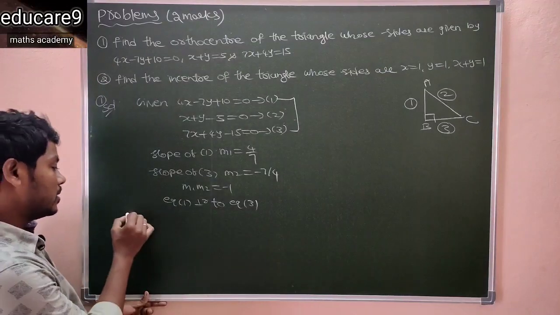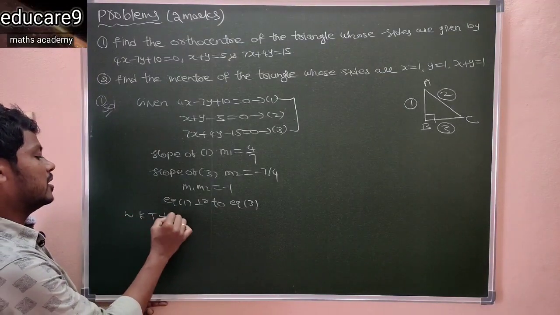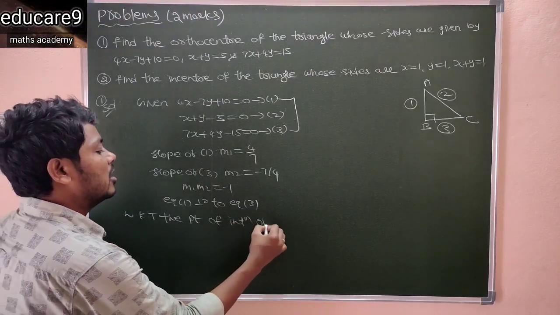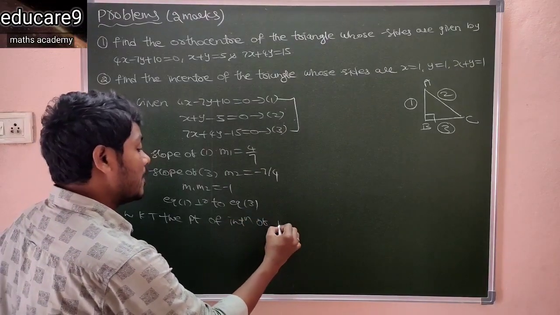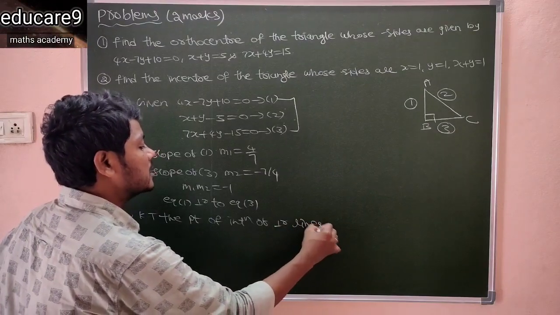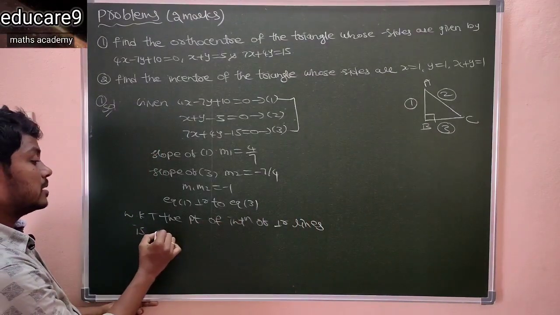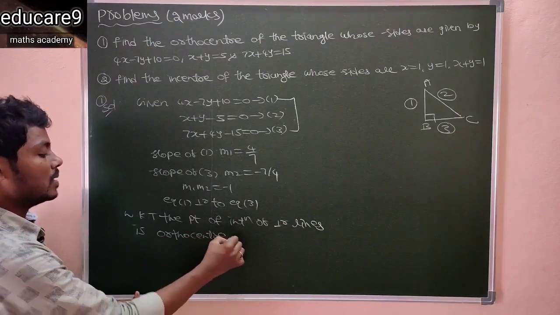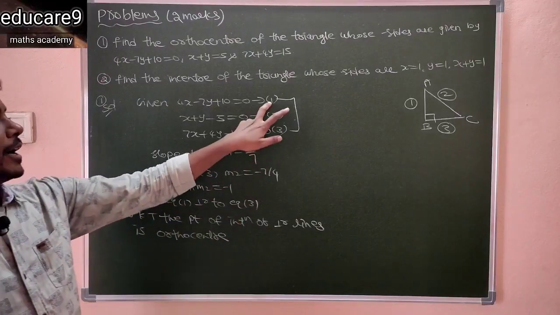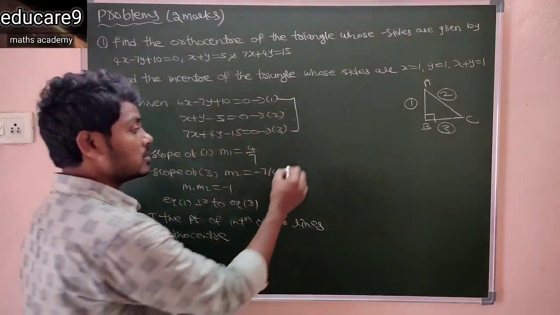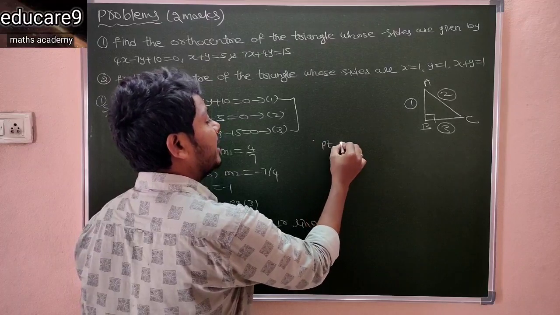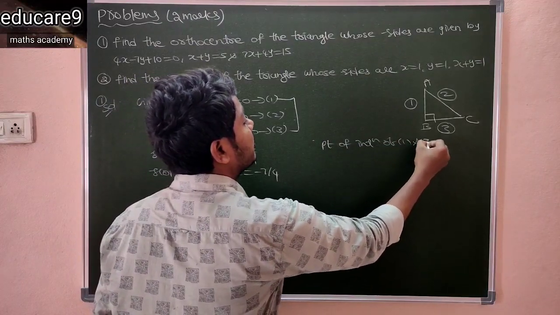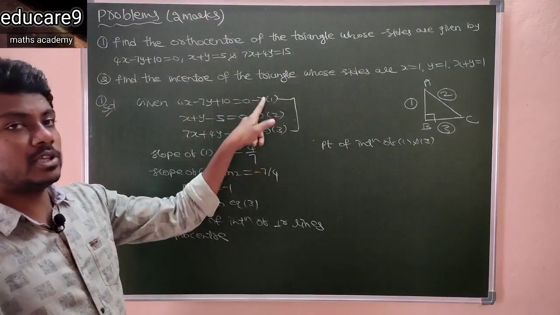Now see here, you know that the point of intersection of perpendicular lines is orthocenter. Okay. Therefore you need to find the point of intersection of 1 and 3. So therefore the point of intersection of 1 and 3. See, a point of intersection of these two.